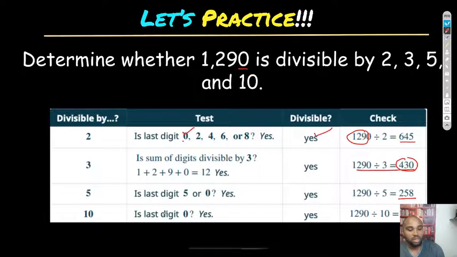And 10, is it divisible by 10? Is the last digit 0? Yes, it is. And again, it's divisible by 10. We can check it by dividing it by 10, and we get another whole number.